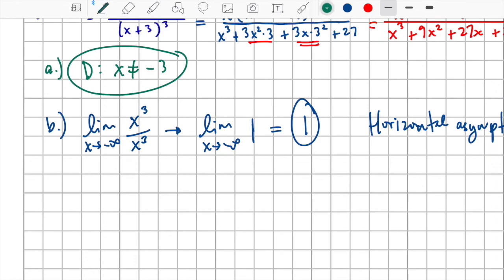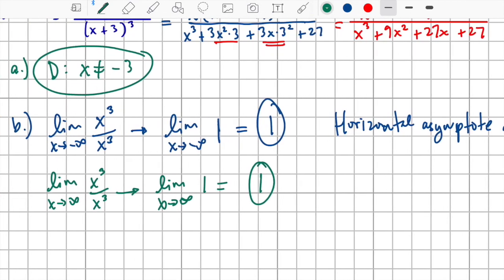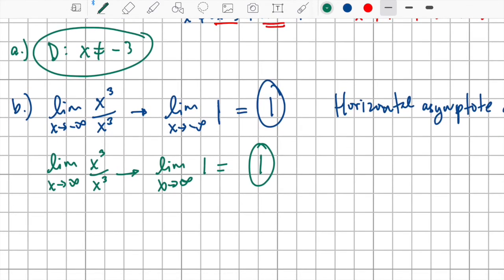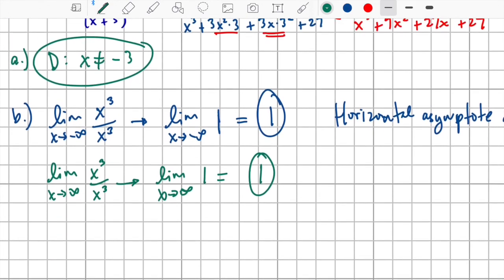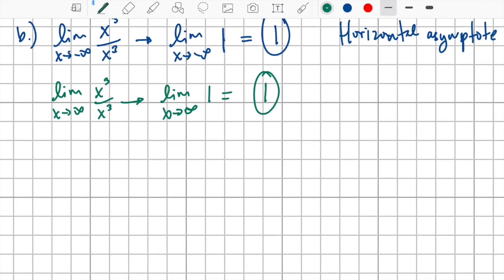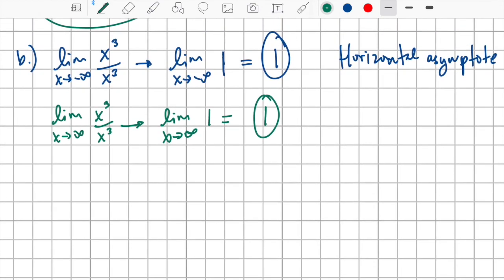If we do positive infinity, we do the same thing. Limit as x approaches infinity. It's going to be the same thing, x cubed over x cubed, so the limit as x approaches infinity of 1, which is 1. So horizontal asymptote at y equals 1. Same one, you don't have to write it twice, just once. Functions can have 0 horizontal asymptotes, 1 horizontal asymptote, or 2 horizontal asymptotes, no more than 2. Vertical asymptotes, there could be many.